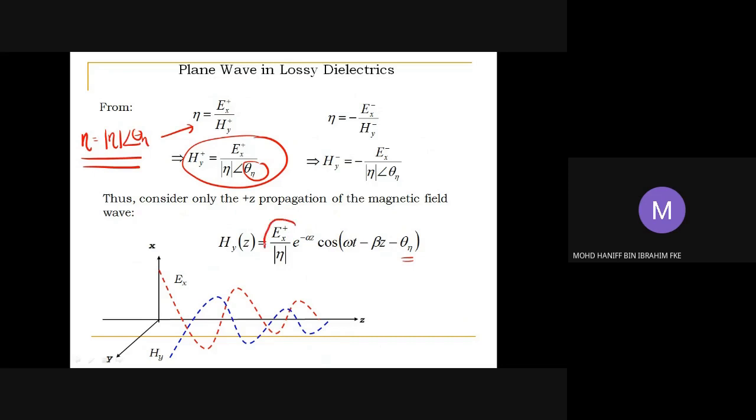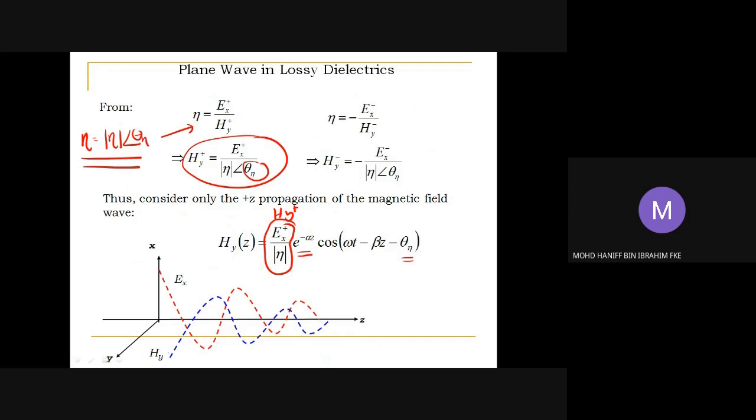This is your H field wave, which is Hy positive. Remember, exponential of negative alpha z is still there in your equation. The difference is only in the amplitude of the H field, which is given by the E field amplitude divided by the amplitude of your impedance. The angle theta has been substituted in the angle here in the cosine term.